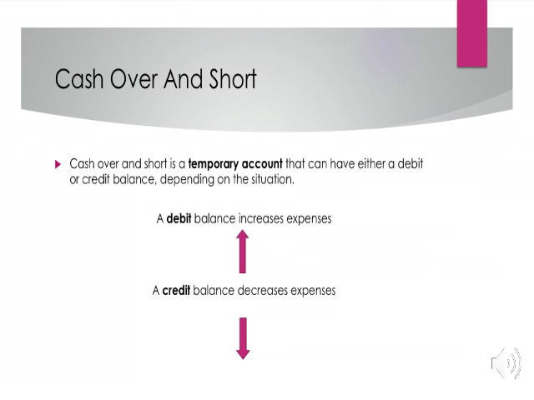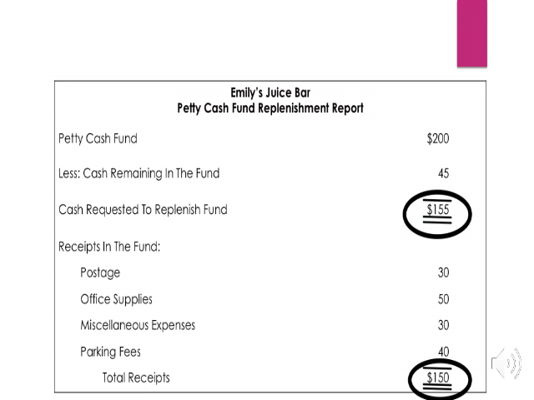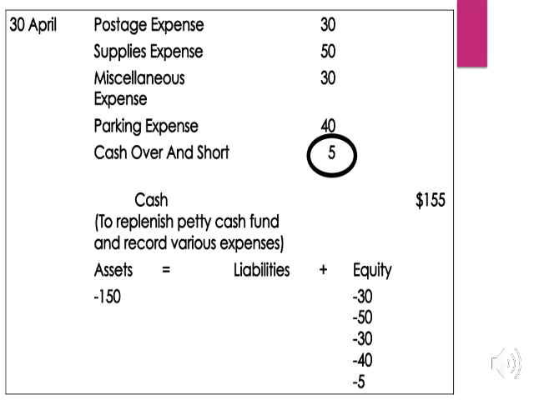Cash over and short is a temporary account that can have either a debit or credit balance, depending on the situation. A debit balance increases expenses, whereas a credit balance decreases expenses. In this case, a cheque must be written for $155 to fully replenish the fund. However, there are only $150 worth of receipts. The $5 is charged to the cash over and short account.